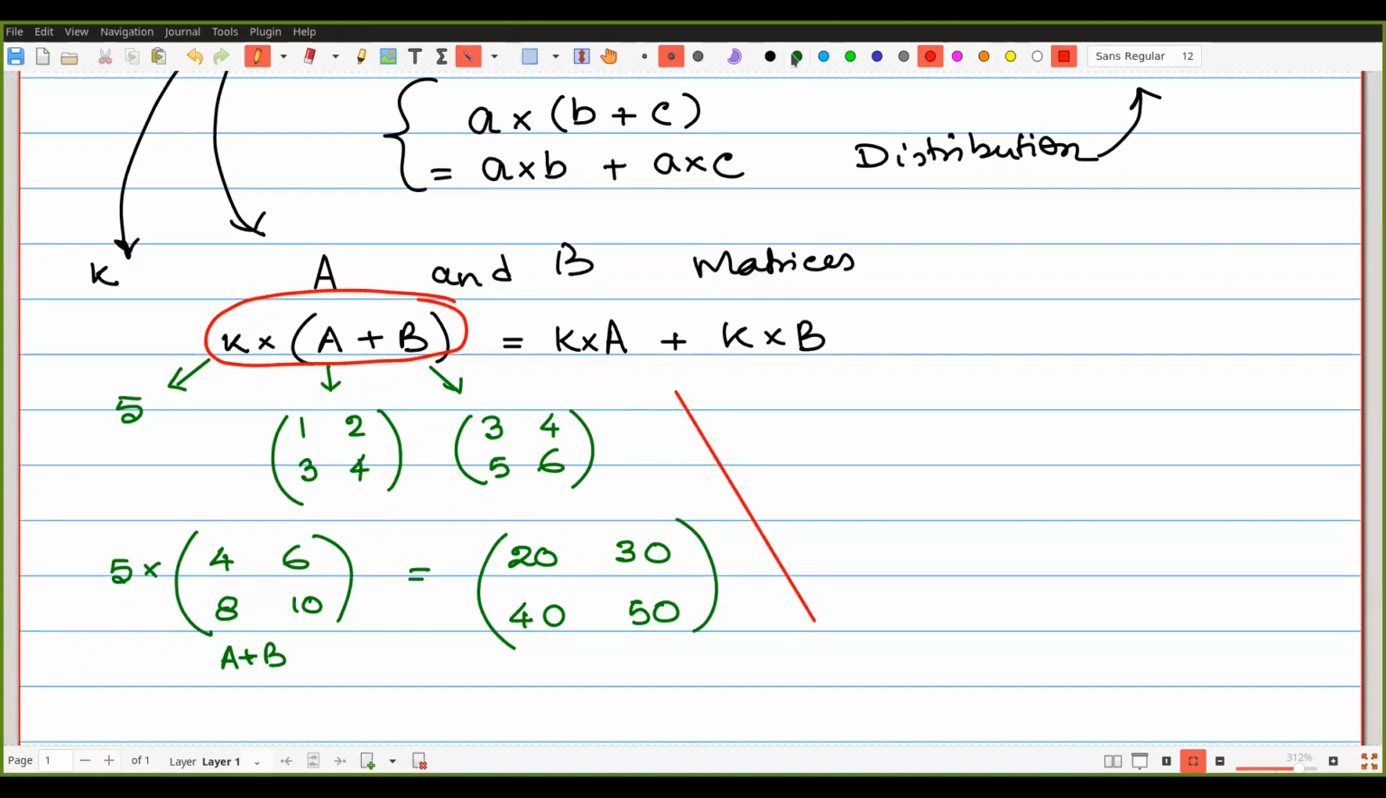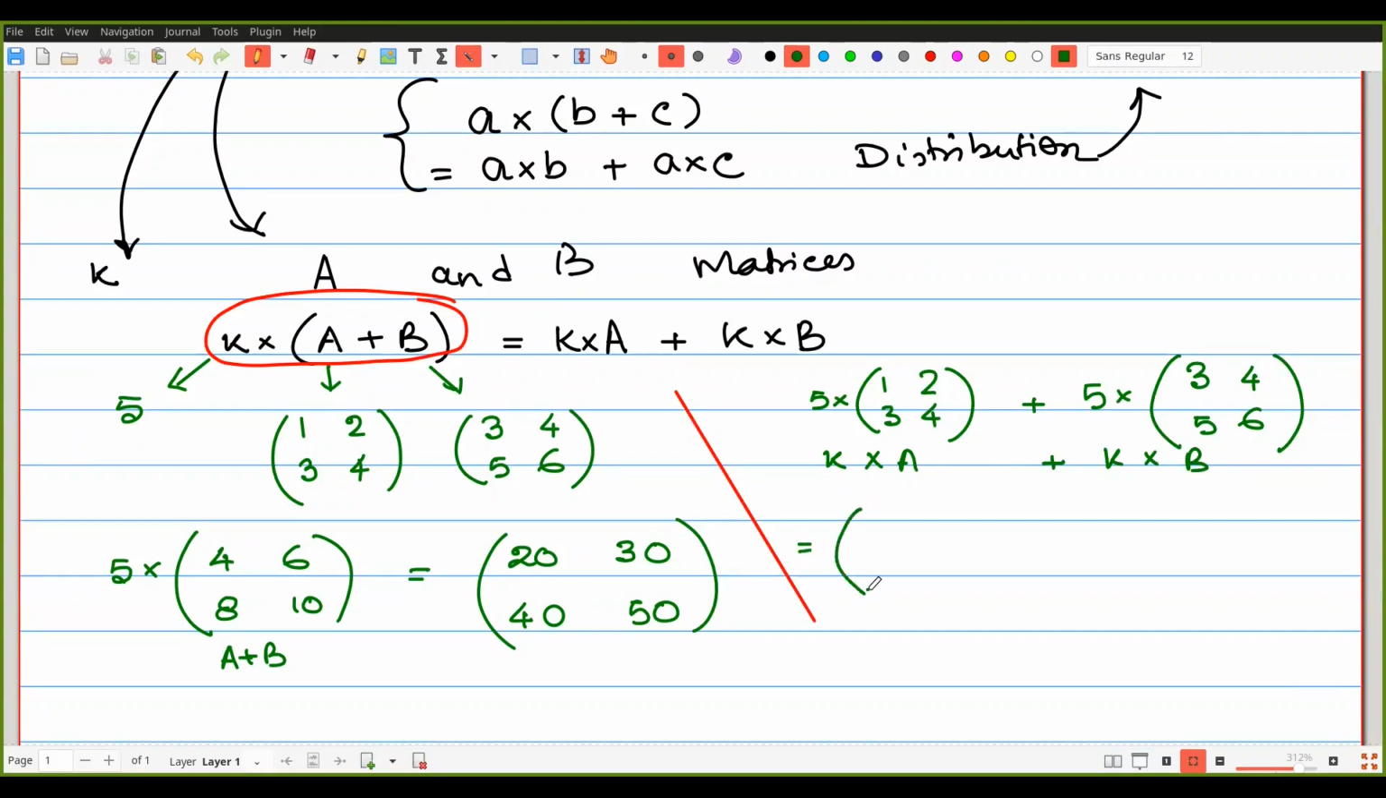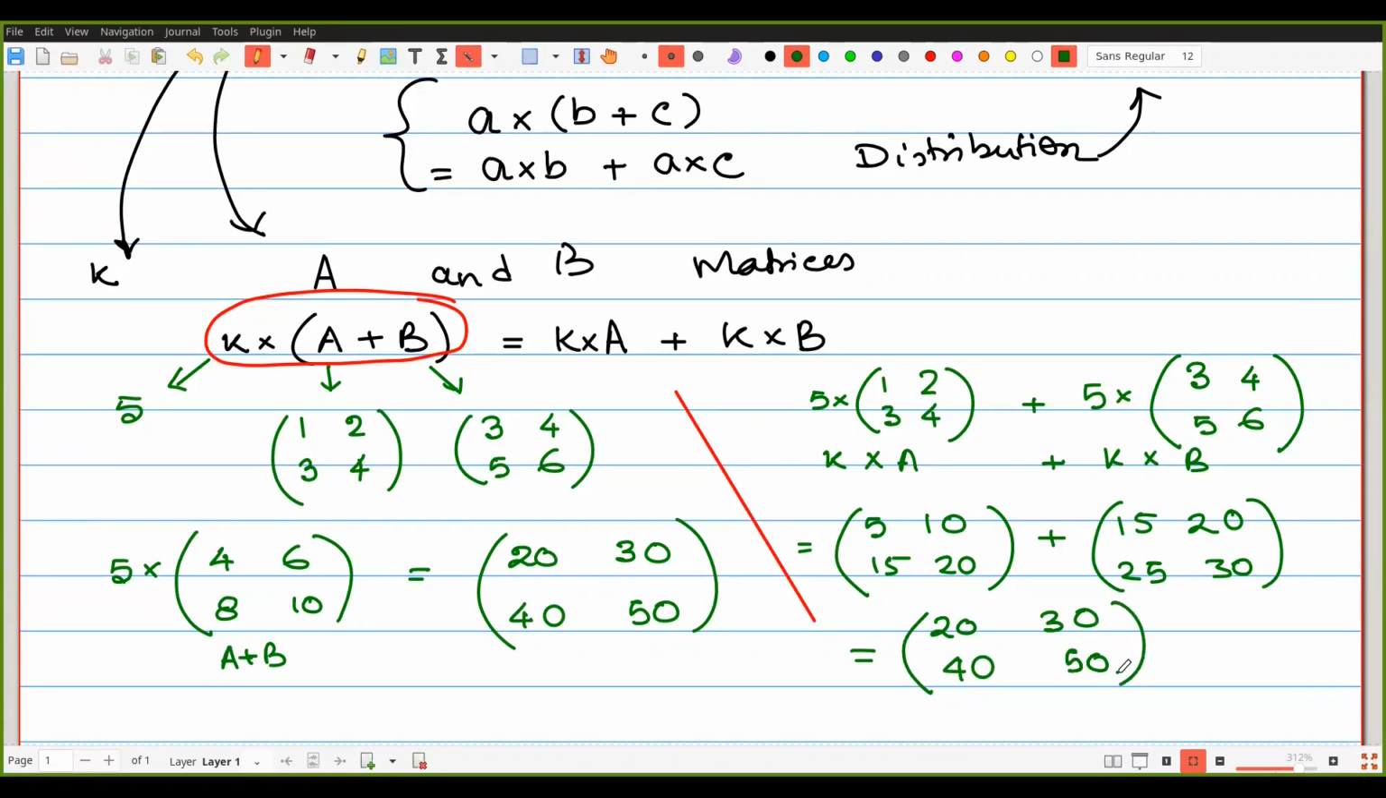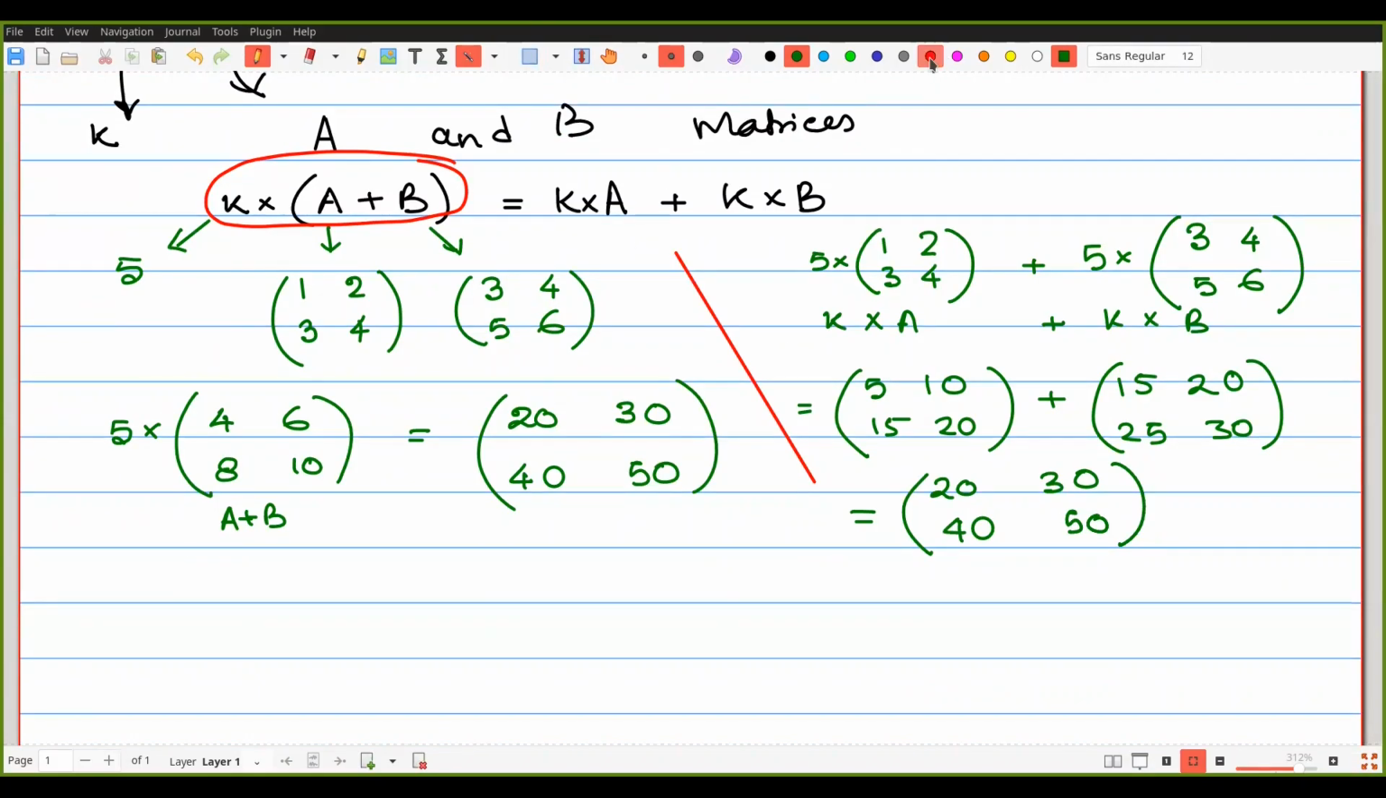Let's check what happens with the right hand side. 5 into 1, 2, 3, 4, that is k into A, plus 5 into 3, 4, 5, 6, that is k into B. Multiplying first, we get 5, 10, 15, 20 plus 15, 20, 25, 30. After the addition we get 20, 30, 40, 50. So the left hand side, k into A plus B, is equal to the right hand side, k into A plus k into B. That means scalar multiplication follows the distributive law.